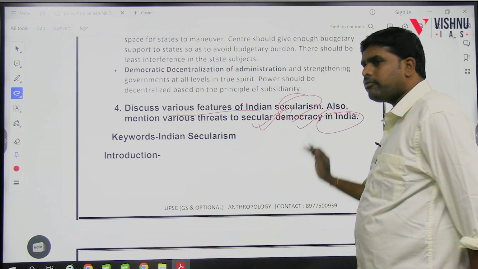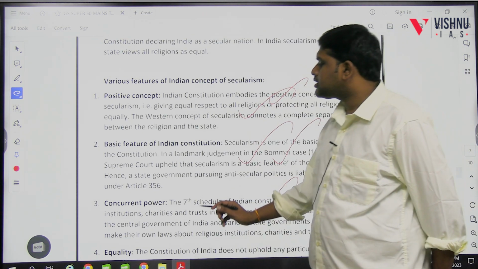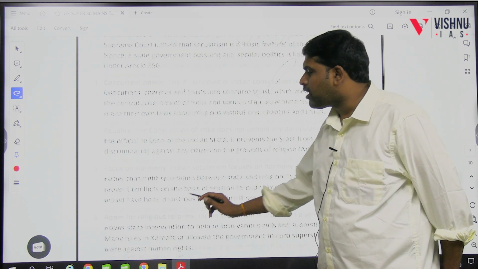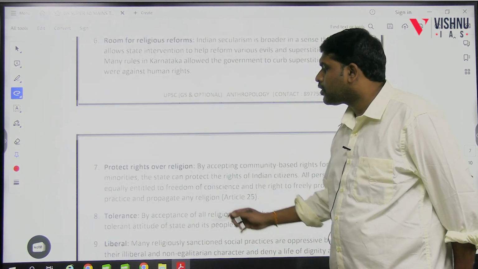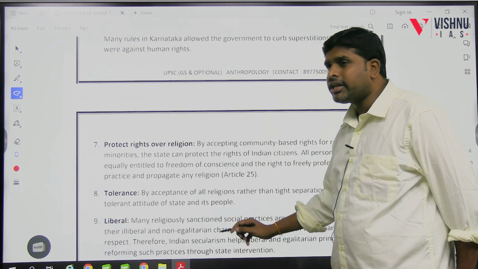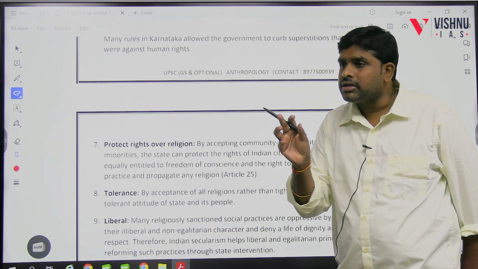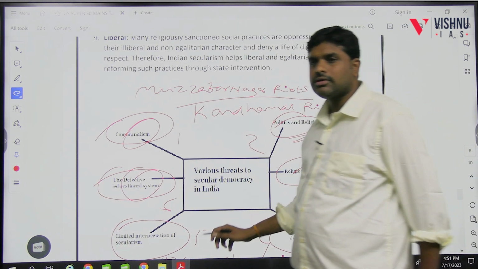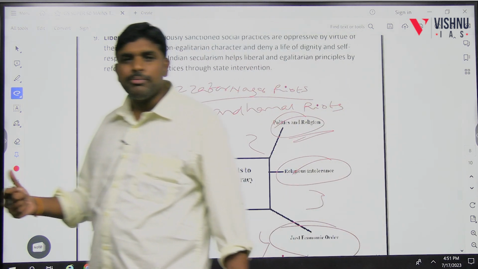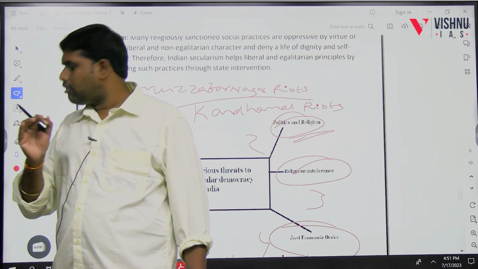Discuss various features of secularism. What are the various features you will be discussing now? It is equality, promotes equality, focus on harmony, room for religious reforms, protect rights over religion, tolerance will be developed, people will become liberal. These are all the things which are part of secularism. But however, there is threat to Indian secularism. These are the factors. Then solution, Vasudhaiva Kutumbakam is the solution, Din-e-Ilahi is the solution. Conclusion. In this way you have to write your answer.